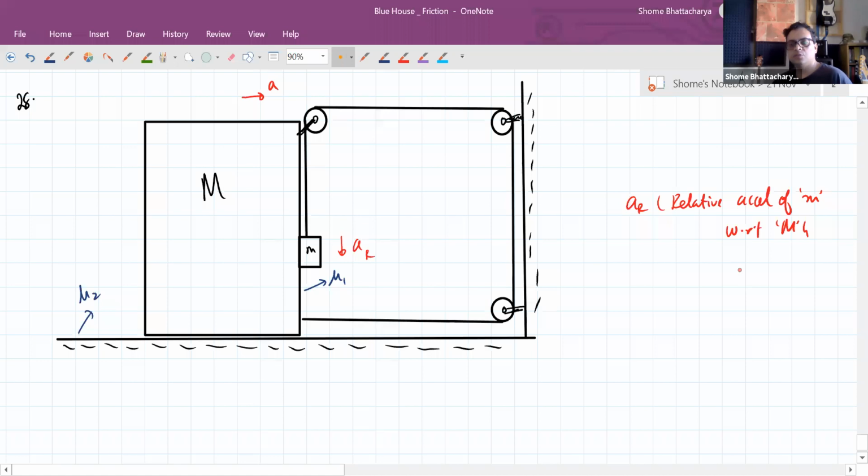So actually, the small block as it moves down, this will also be moving down. So after some time, it will be here. So it will have an actual motion in this sort of direction. It will have an actual acceleration in this sort of direction. It will be the vector sum of this horizontal acceleration and this relative vertical acceleration, like this.